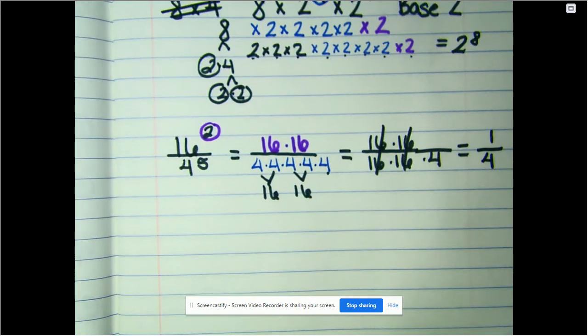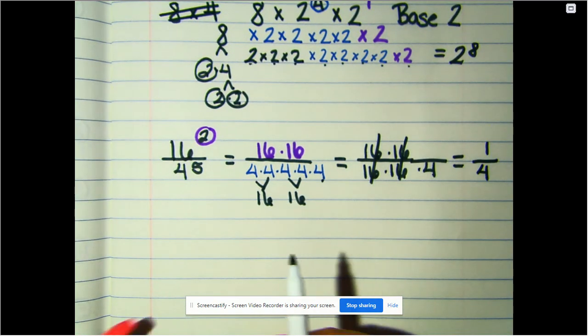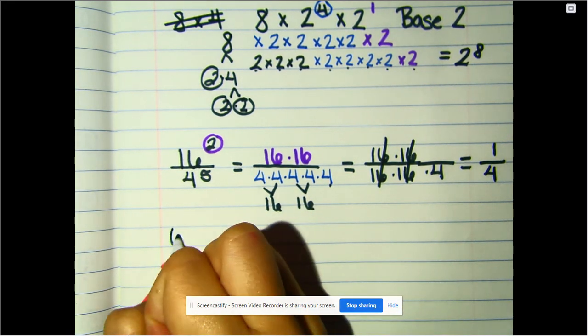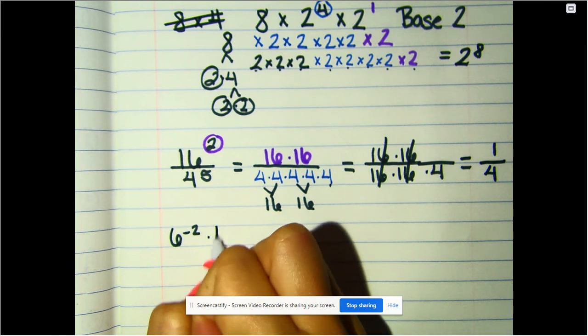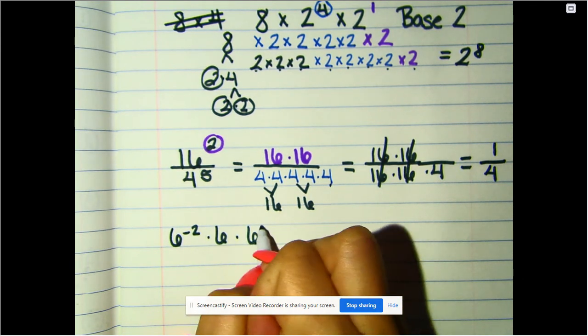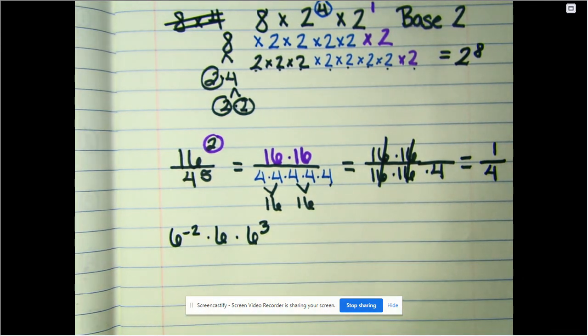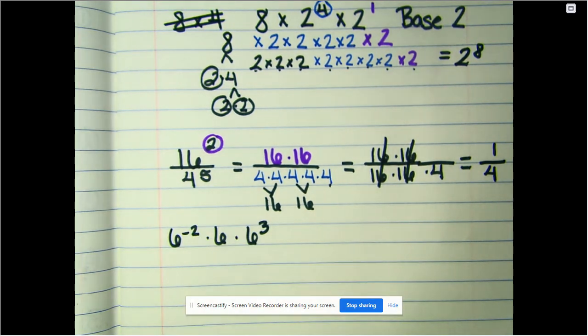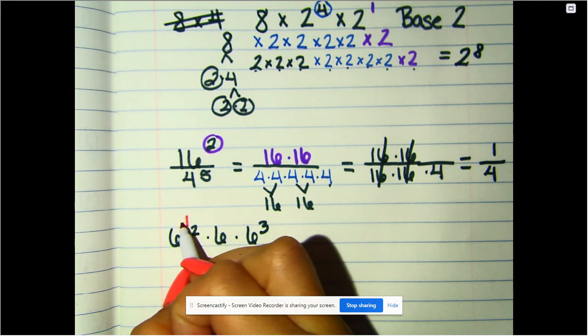Okay, and we are almost done. Just a couple more examples. We are going to look at 6 to the negative second power times 6 times 6 to the third power. And this will be our last one for today. So first, just another reminder, I see a negative exponent. I use red. We're going to look at this as the word opposite.